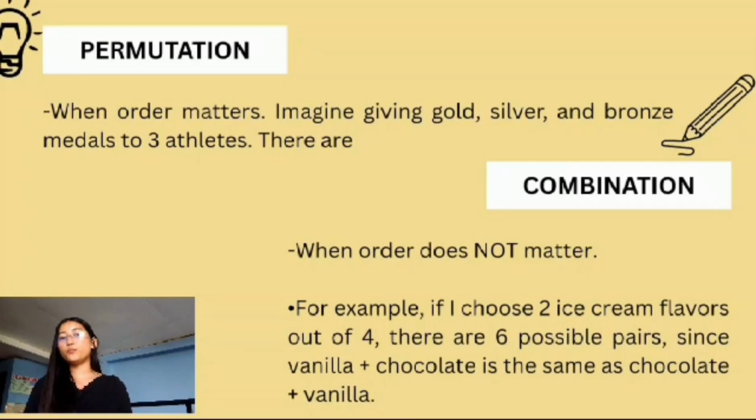And when we say combination, it is when order does not matter. For example, if I choose 2 ice cream flavors out of 4, there are 6 possible pairs, since vanilla plus chocolate is the same as chocolate plus vanilla. Counting tells us how many outcomes; permutation arranges them and combination selects them.